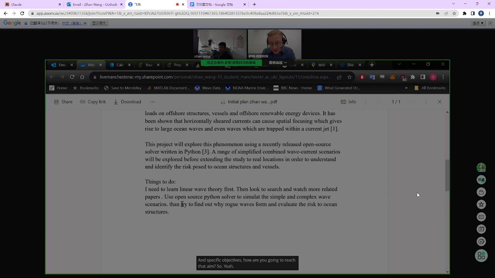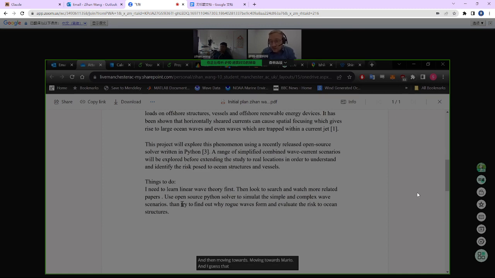Your aim might be to understand the role of horizontally sheared currents on rogue wave formation. And a lot of your objectives might be to understand linear wave theory, conduct a literature review on the mechanisms for rogue wave generation, specifically focusing on those with spatially varying currents. And then start simulating basic wave current cases with this code, and then moving towards more realistic scenarios.